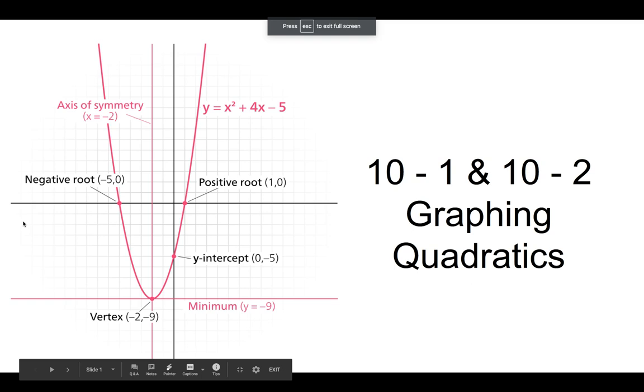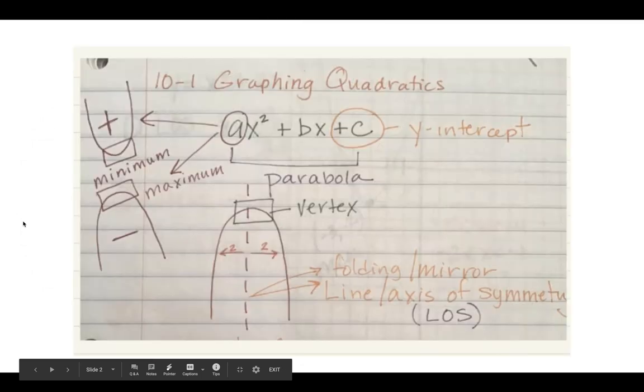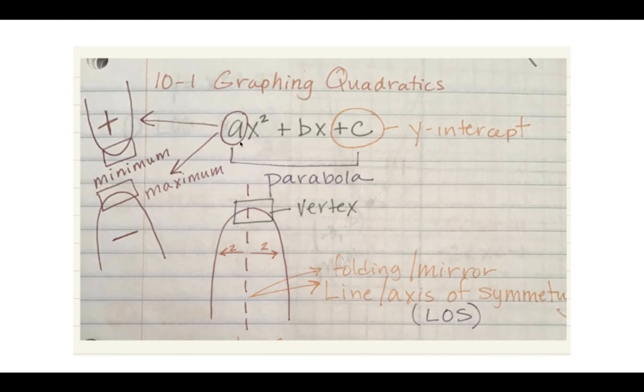Hi, we'll be practicing graphing quadratics today. In the standard form, remember A will tell us if the parabola is opening up, smiling, or frowning. If it is opening up, the very bottom point is known as the minimum, the top point is known as the maximum. In every parabola, there is a line of symmetry.